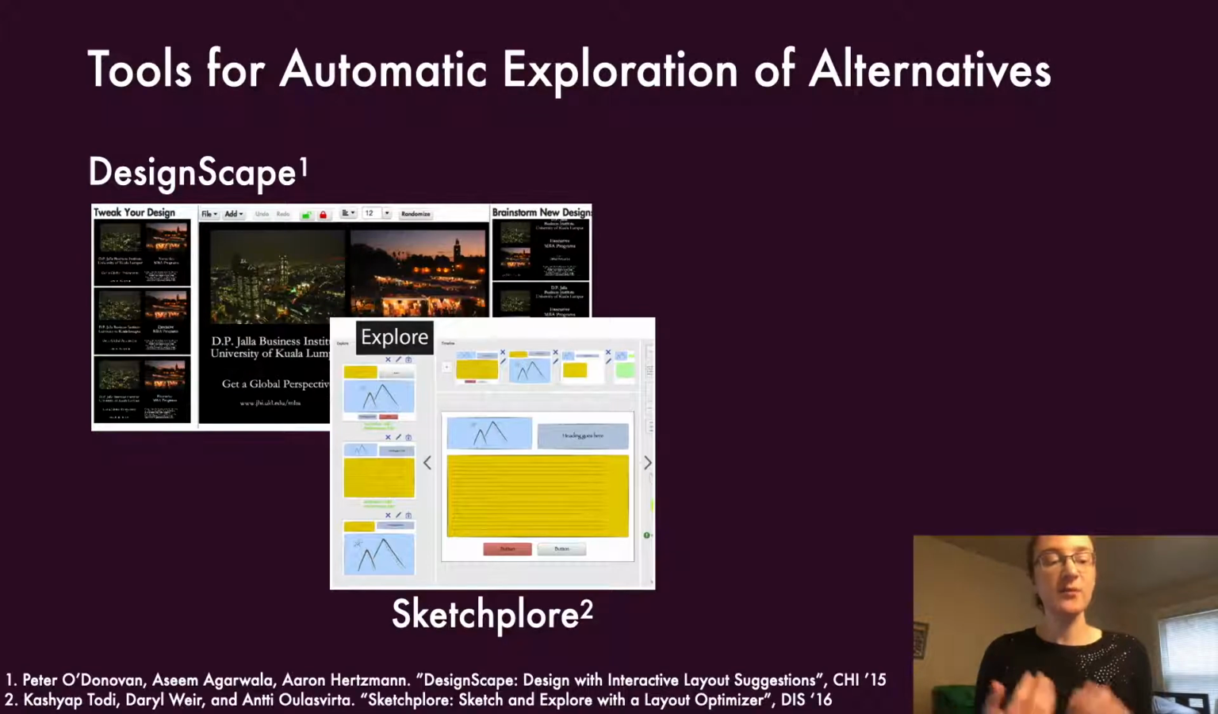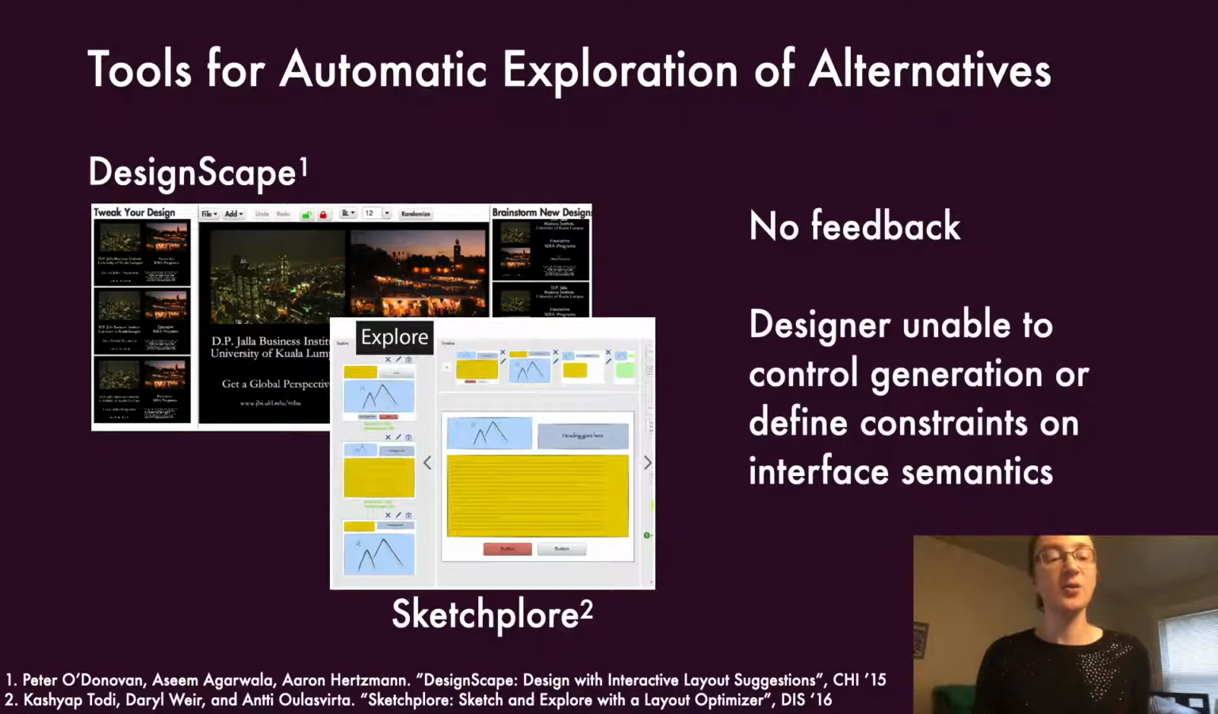To help designers overcome these problems, research tools like Designscape and Sketchexplorer provide automatically generated alternative suggestions. These tools have two main limitations. First, a designer cannot provide any feedback on the alternatives to help the system generate better alternatives in the future. And a designer cannot control what alternatives the system generates or define any constraints on them, so the layouts can end up violating the designer's interface semantics.